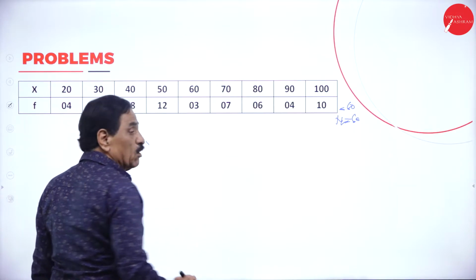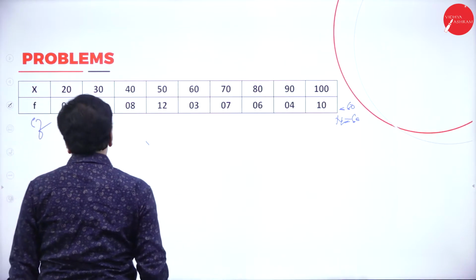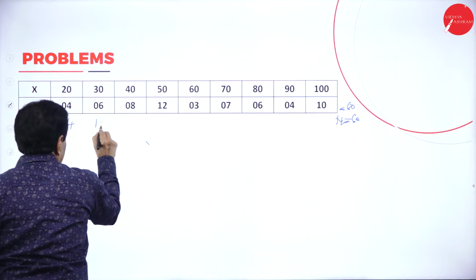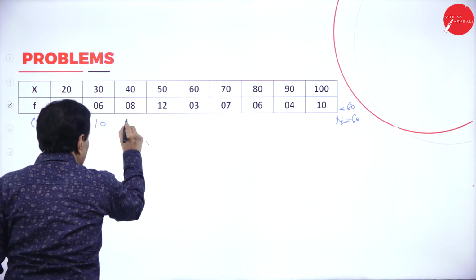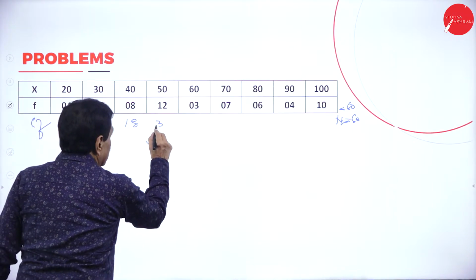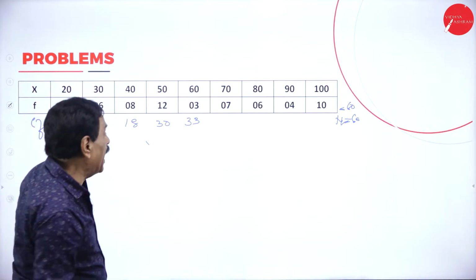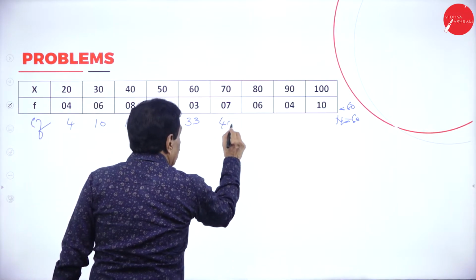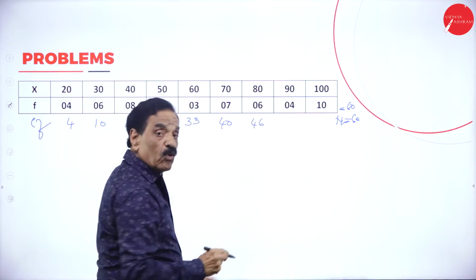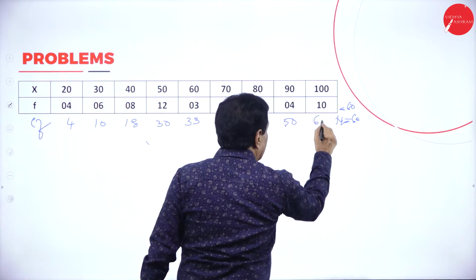Make the cumulative. Add one by one. You'll go with the CF, cumulative frequency. What is the first term? 4. For 6 should be added, 10. For 8 should be added, 18. For 12 should be added, 30. For 3 should be added, 33. For 7 should be added, 40. For 6 should be added, 46. For 4 should be added, 50. Last one, 10 should be added, 60.